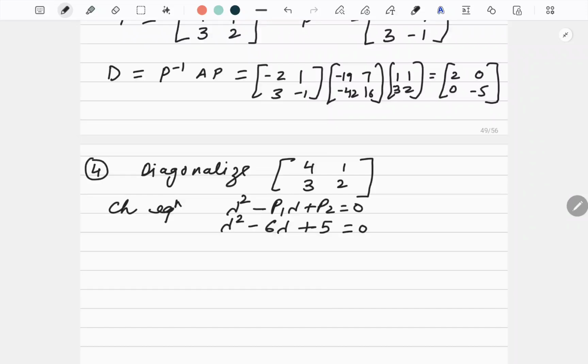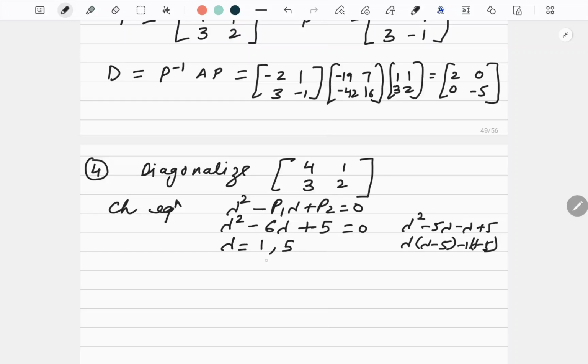Now I should use my calculator and get the value of this, right? Or you can do it manually. I will suggest you not to do it manually. Use your calculator always. So lambda square minus 6 lambda, I'll just split the middle term. Lambda square minus 5 lambda minus lambda plus 5. So lambda common, lambda minus 5, minus 1, lambda minus 5. So lambda is equal to 1 and 5.